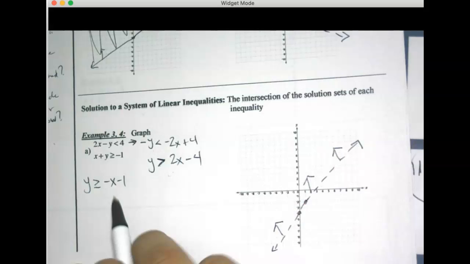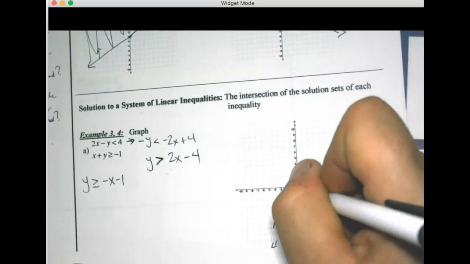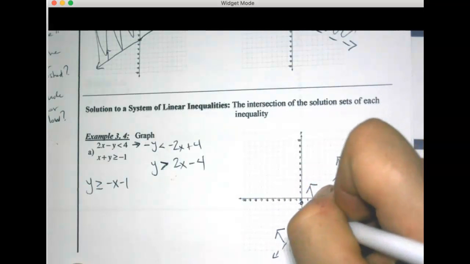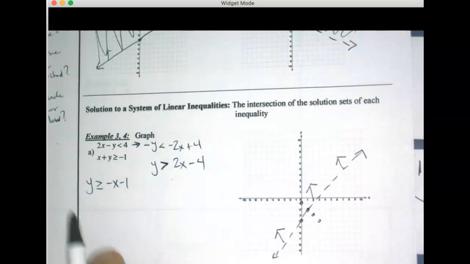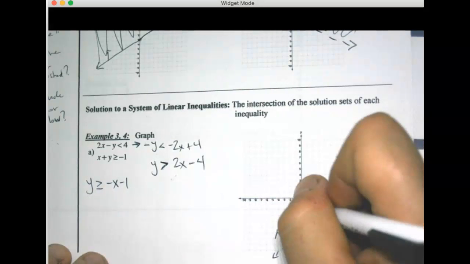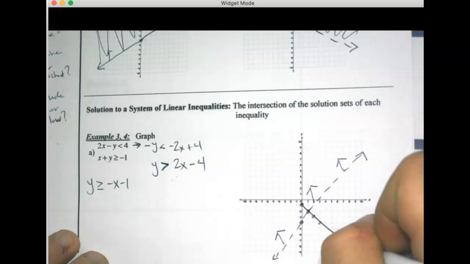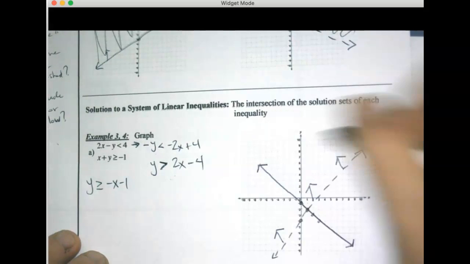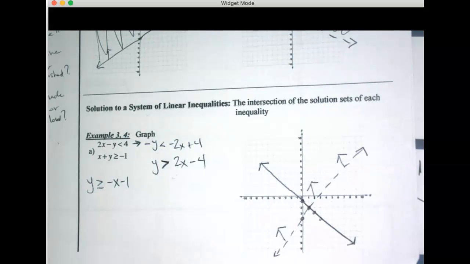So begin at -1, and then the slope is -1, so that's going to be down 1, right 1. And you can keep going down right one if you wanted. It says greater than or equal to. Better put a solid line on this one. And again, that is greater than or equal to, meaning shade above. If it's greater than, shade above.